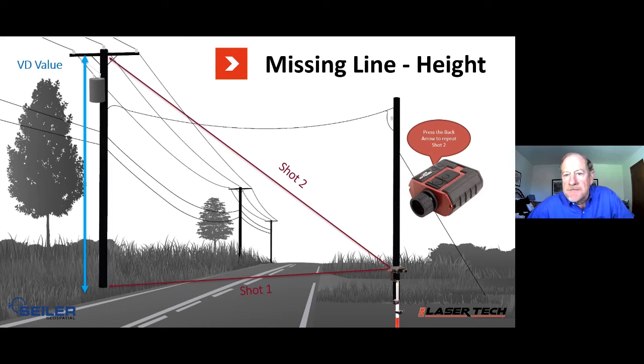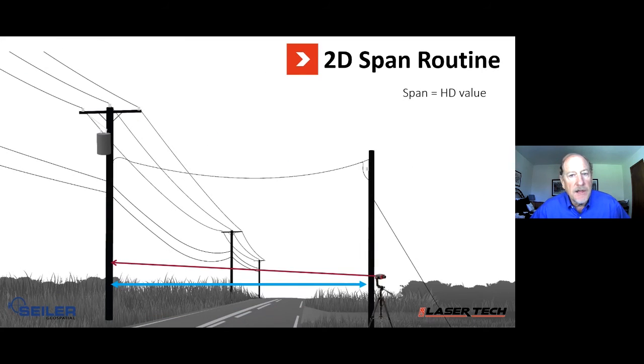And then you can likewise just back up if you need to take another height with that same base shot. You can just repeat shot 2 if you need to, and take other measurements on that leaning object.